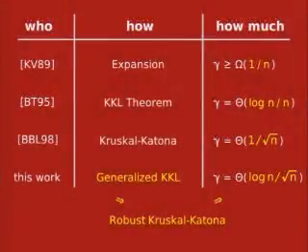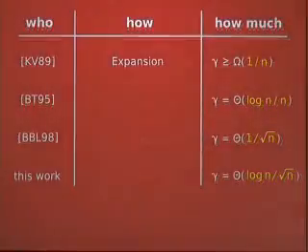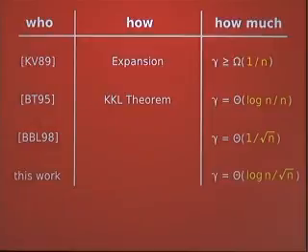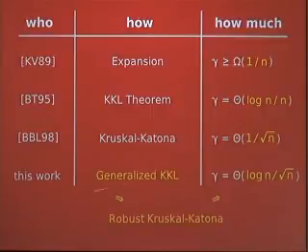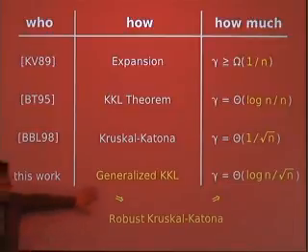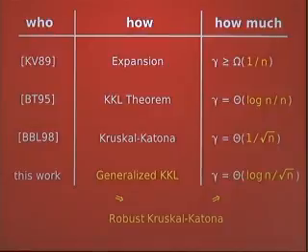So this basically follows from the expansion of the hypercube, the expansion of it as a graph. This result follows immediately from the KKL theorem. I'll say what it is soon. This result follows quite quickly from the Kruskal-Katona theorem. And this result follows from first proving a generalized KKL theorem and using that to prove a robust Kruskal-Katona theorem, and then that implies the result. So these are the two things that I mainly want to tell you about in this talk, and you may remember them from the title.